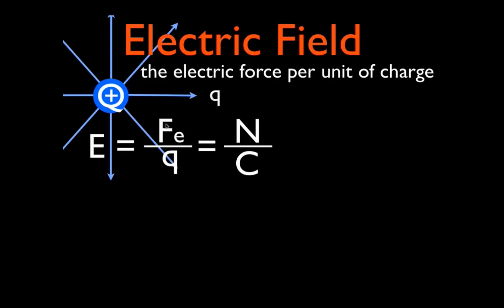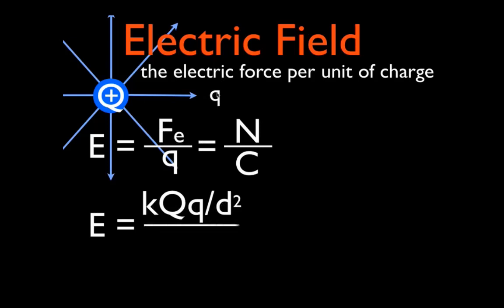Now, we're going to expand this. E is equal to the electric force. This is the equation kQq divided by d squared. This is Coulomb's law. That's how we calculate the electric force. But now, in our definition here, it's per unit of this charge. So now I'm going to divide this by this charge. Well, we're going to divide it by that same charge, and that's going to allow those two charges to cancel out.